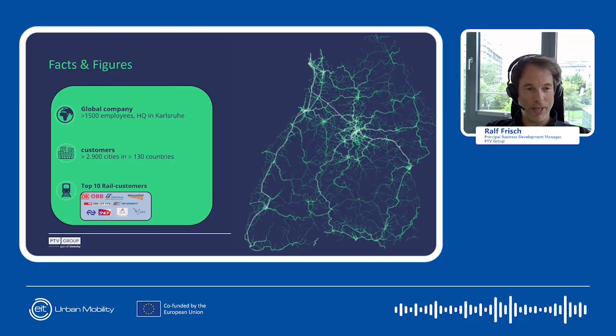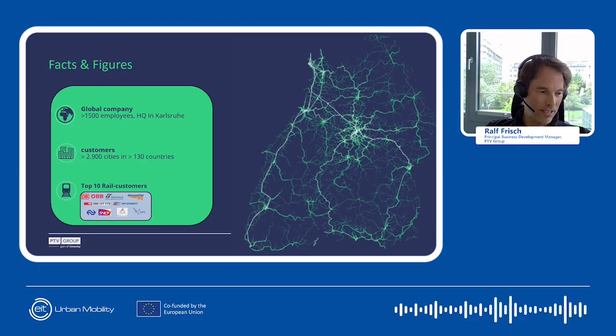Just a few words to the PTV Group. So we are a global company with around 1,500 employees. Our headquarter is based in Karlsruhe. I'm also currently here in Karlsruhe. Our customers are more than 2,900 cities in even more than 130 countries. And I think just to give you one example about our customers, the top 10 rail customers that are using our software. And on the right side, you see already Baden-Württemberg in the background. So this is the road network of Baden-Württemberg.